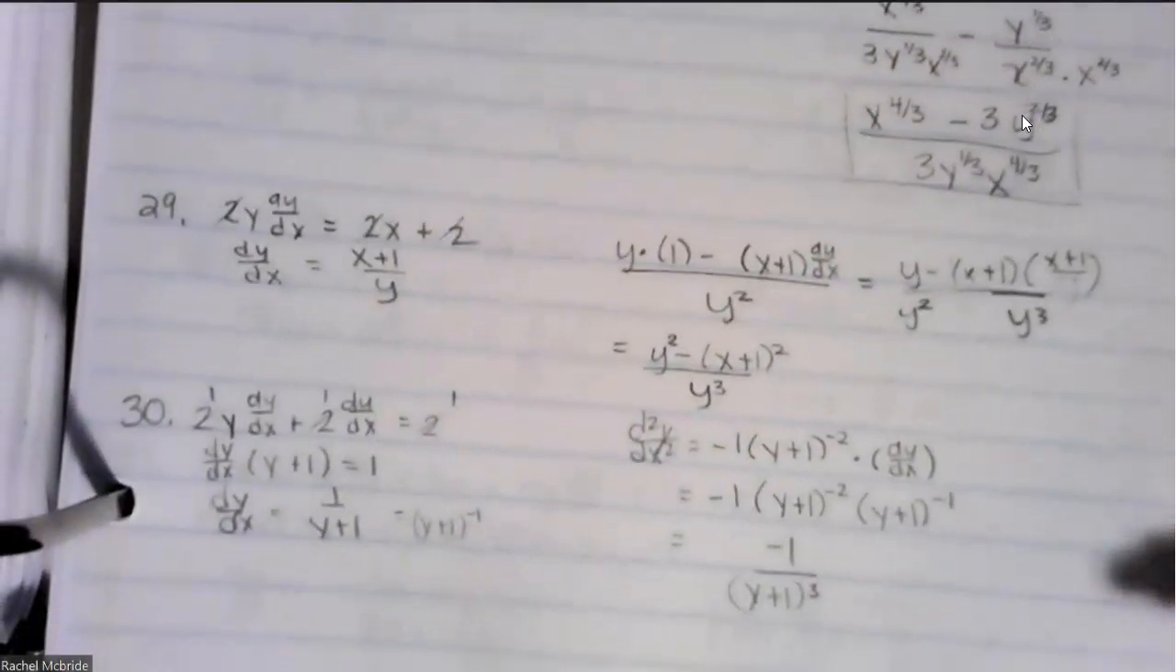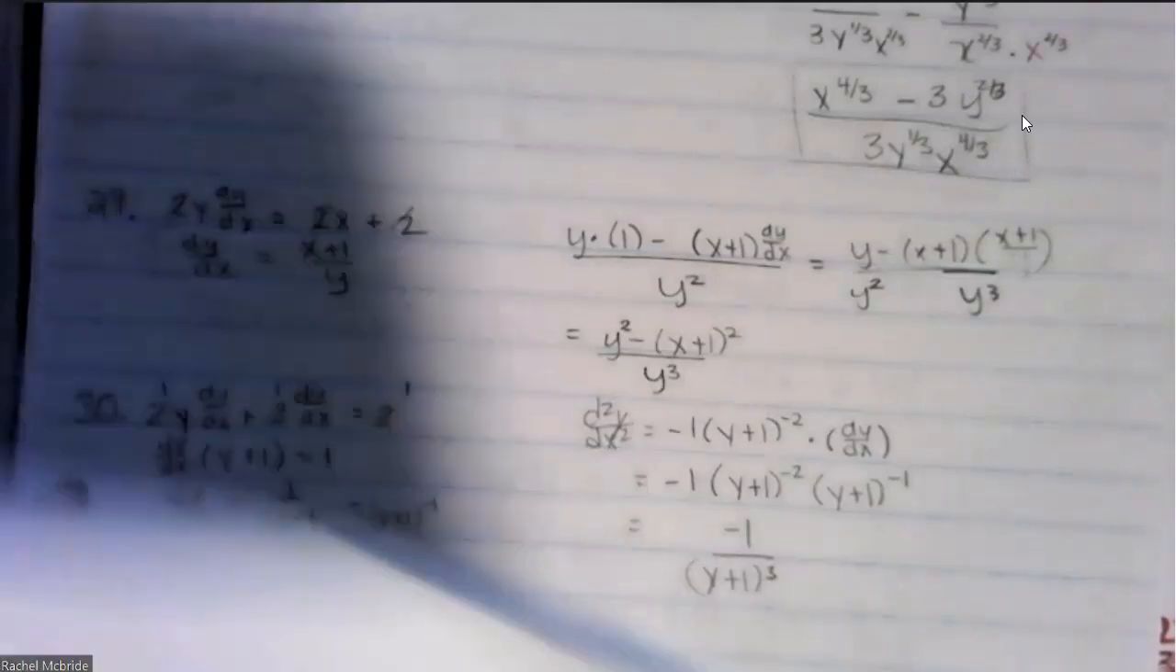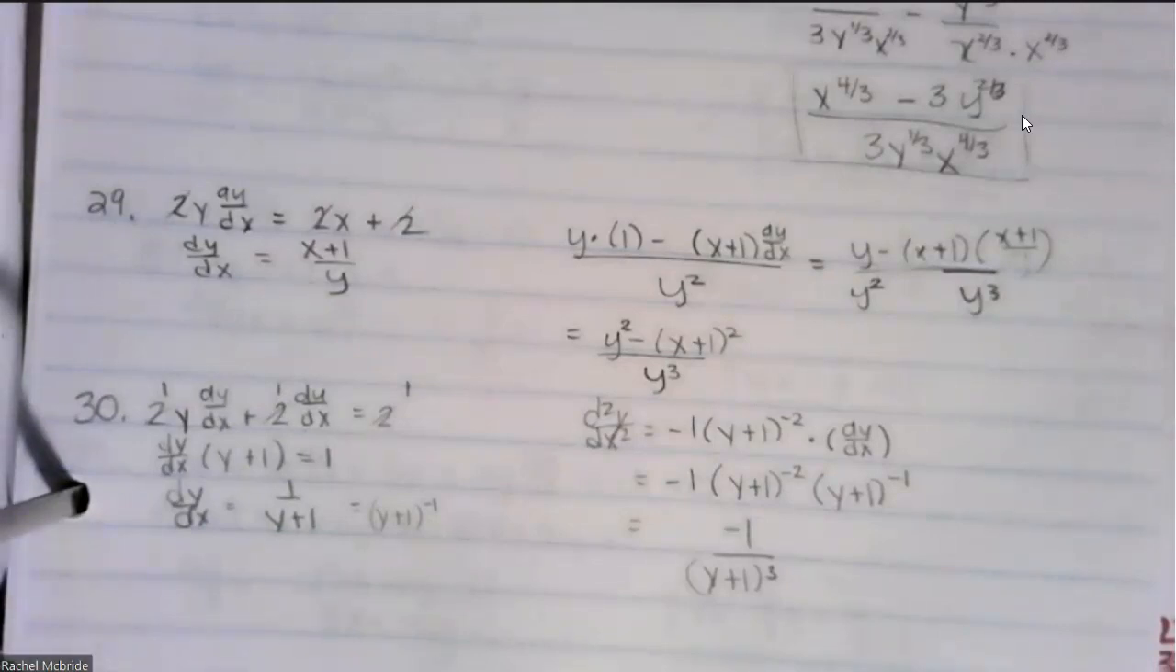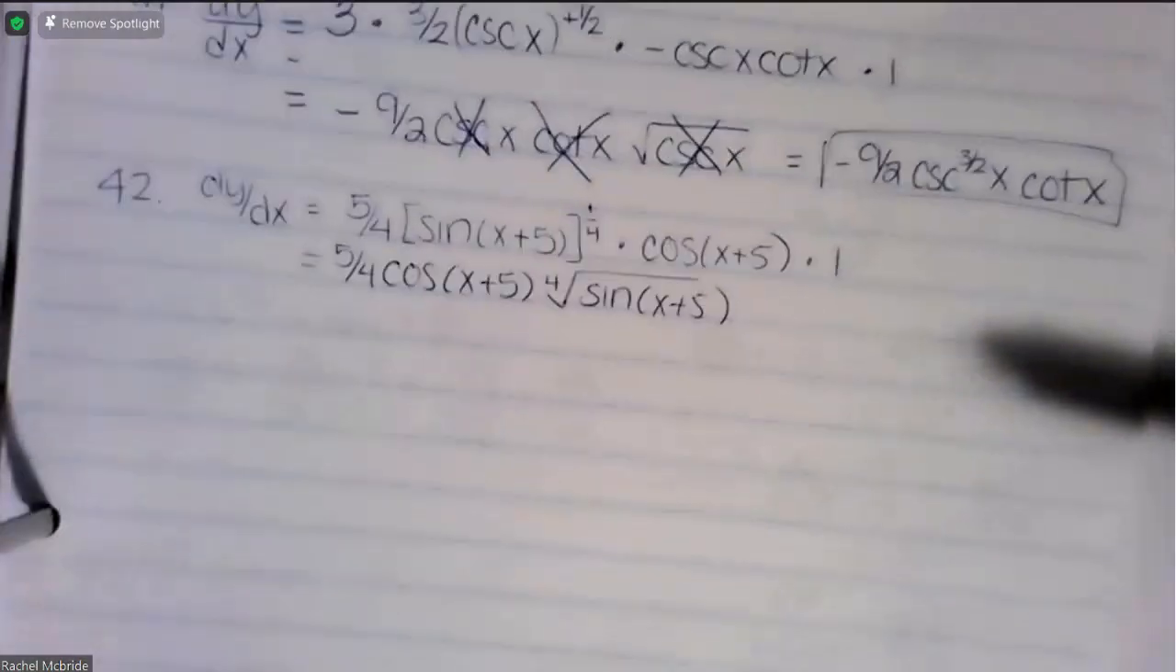And then 29 and 30. And then jumping back from 30, we went to 41 and 42. Poorly hole punched.